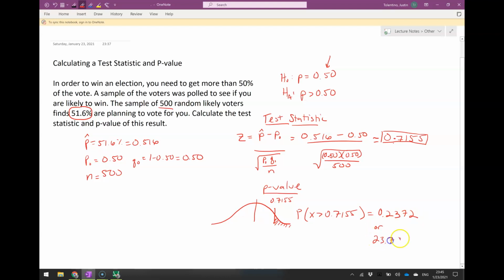And so there we go. There is our p-value.